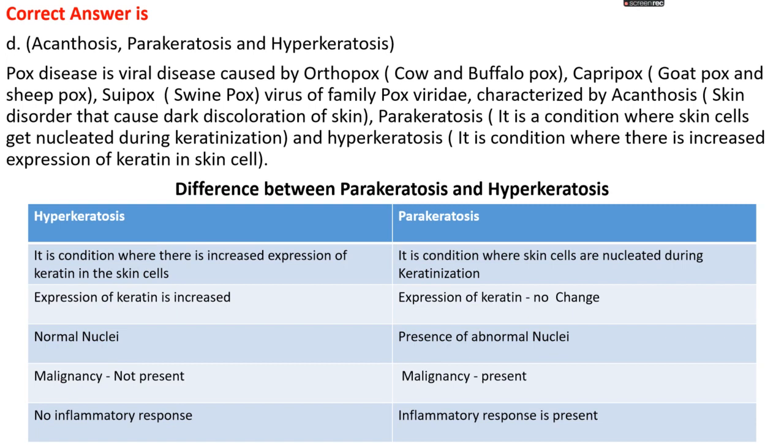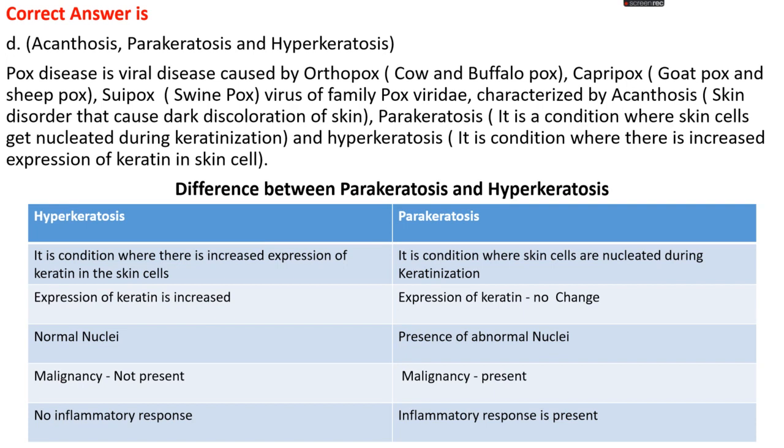Acanthosis is a skin disorder that causes dark discoloration of the skin, parakeratosis is a condition where skin cells retain their nuclei during keratinization, and hyperkeratosis is a condition where there's increased expression of keratin in skin cells.